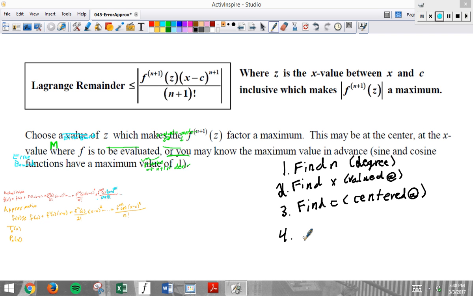And then you'll worry about how big can the n plus first derivative get? How big can it get, really? 1 for sine and cosine. You usually have to have some other way of finding that out. They might tell you a function. They might do some other way, but usually you have to find that out. Okay, that's the hardest part. This is all procedural. What degree do they want me to use? What am I trying to approximate? And what's the center? Here we go.